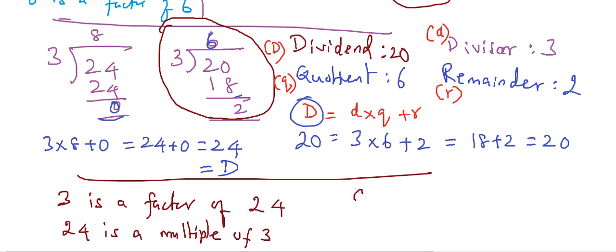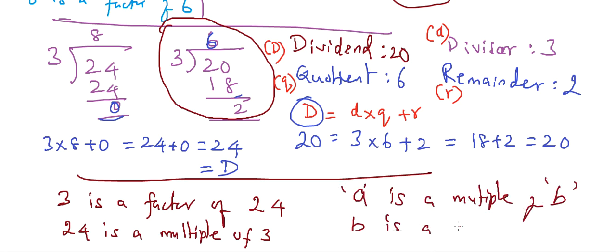In general, for any variables, if a is a multiple of b, then b is a divisor, b is a factor of a. So here 24 is a multiple of 3, therefore 3 is a factor of 24.